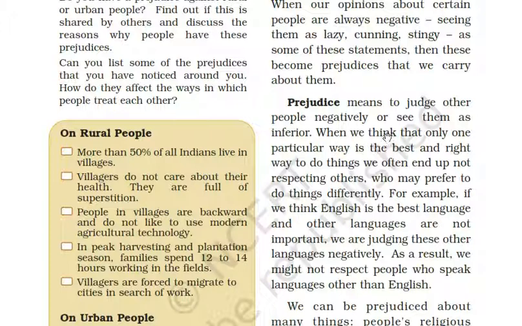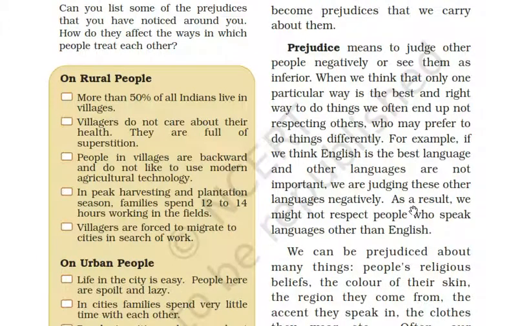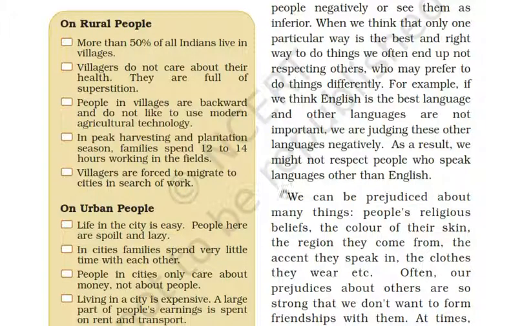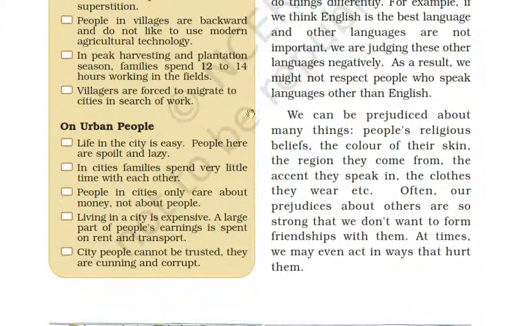When we think that only one particular way is the best and right way to do things, we often end up not respecting others who may prefer to do things differently. For example, if we think English is the best language and other languages are not important, we are judging these other languages negatively. As a result, we might not respect people who speak languages other than English. So, we can be prejudiced about many things.